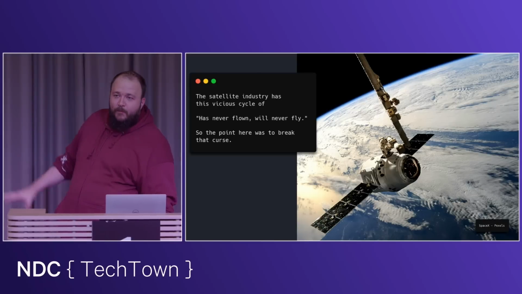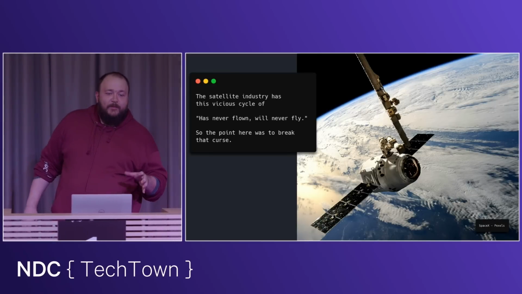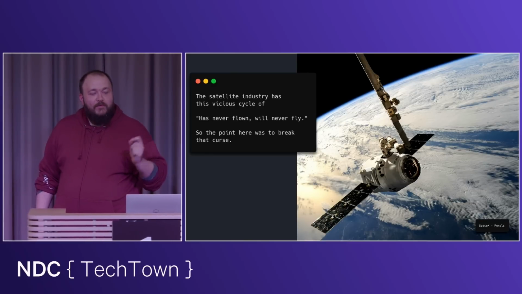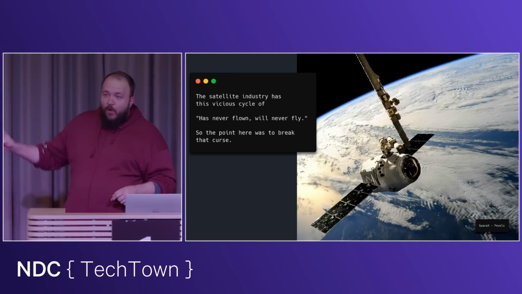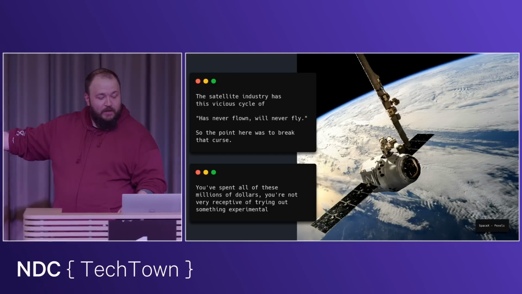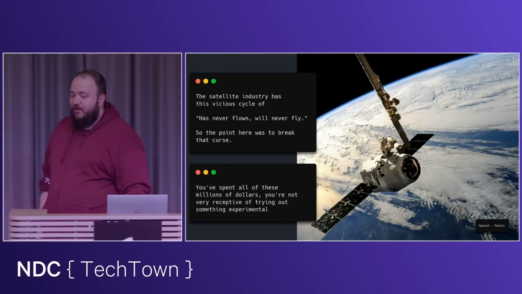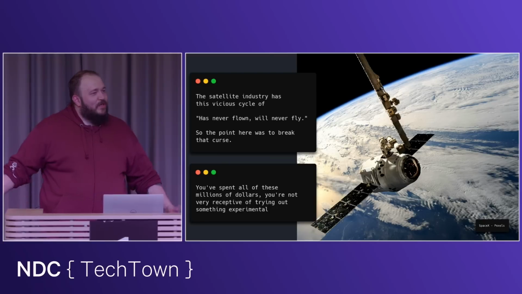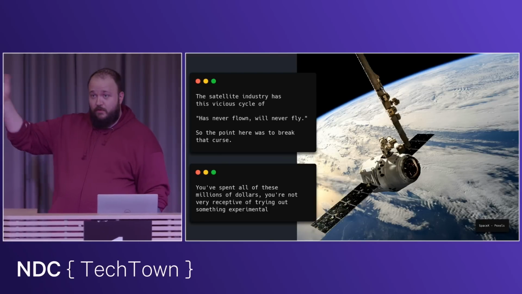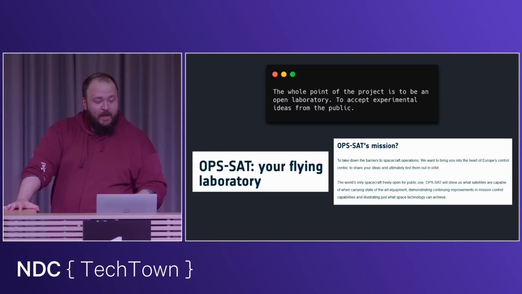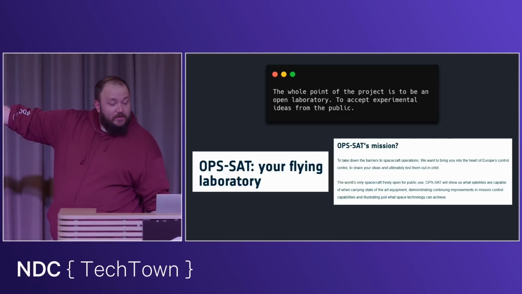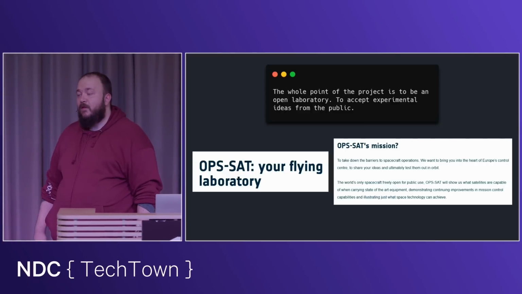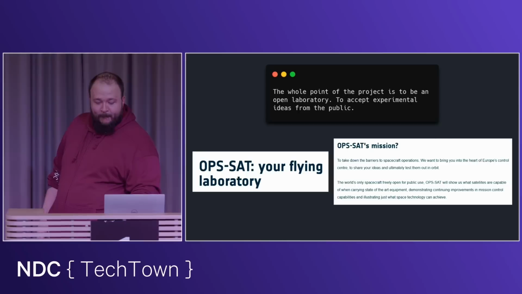Good. So, what's going on here? The satellite industry has this vicious cycle of has never flown, will never fly. So the point with that project was to break that curse, because if you spent all of those millions of dollars, right, you're not very receptive to some cool experimental ideas, right? Or maybe you are. I mean, you should call the space people then. The whole point of the project is to be an open laboratory. To have and accept experimental ideas from the public. It says, the world's only spacecraft freely open to public use. That was OPSAT. Cool, right?